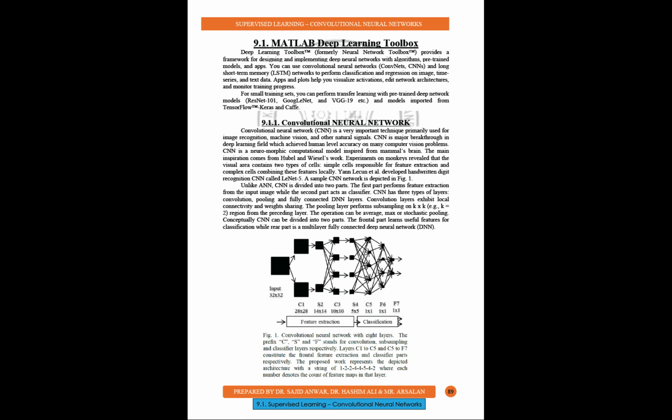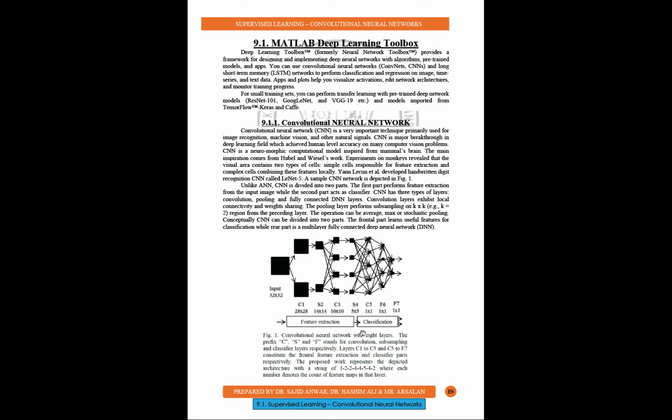So in this lecture, we'll basically be talking about the convolutional network, what it is. We have already studied that in the theory course, so I'll not go into detail of the convolutional network here, but what you know is that a convolutional network, unlike a plain artificial neural network, is just divided into two parts. The first part, shown here, performs feature extraction from the input image, while the second part acts as the classifier. So a CNN has three different types of layers. It can have a convolutional layer, it can have a pooling layer, and it can have a fully connected DNN layer.